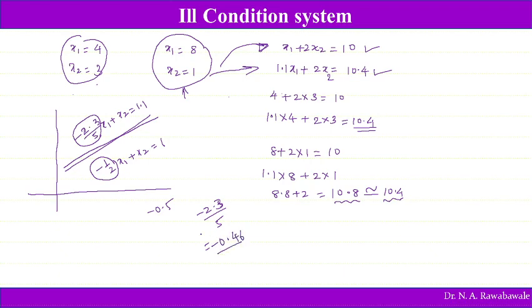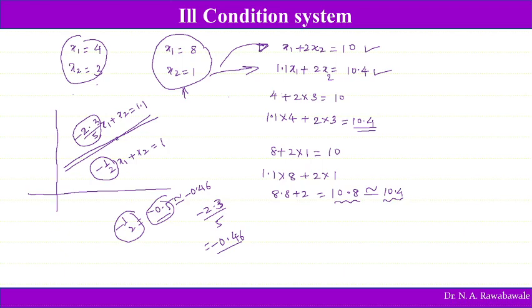So minus 0.46 and minus 0.5, that is minus 1 by 2, is equal to 0.5. The slopes of these two lines are very close to each other. Minus 0.5 is very close to minus 0.46. That is nothing but ill condition, which makes us unable to understand where these two lines are going to intersect.